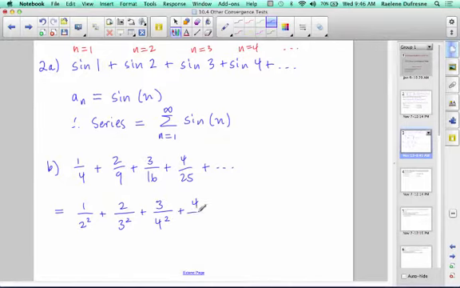So now it might be practical or helpful to identify an n value. We could start off with the first term being n equals 1, and then n equals 2, and then n equals 3, and then n equals 4, etc. Or we could start off with the first term being n equals 2, for example, n equals 3, n equals 4, n equals 5, etc.